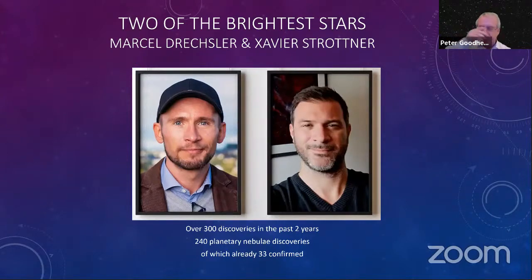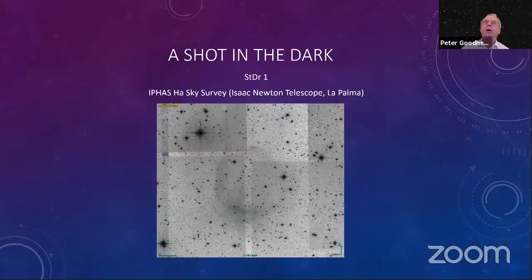All their catalog is called the STDR catalog, from the first two letters of their surnames. Their first discovery was made looking at the IPHAS Hydrogen Alpha Sky Survey, which was done using the Isaac Newton Telescope. This was classified, given the nomenclature of STDR1. This was the original Sky Survey plate, and they said, well, look, it looks like there's something there. Let's find out more about that. But they needed to get some deep imaging done of this.